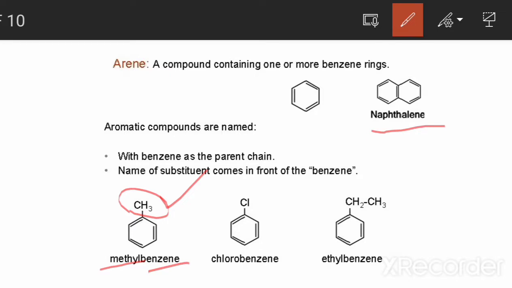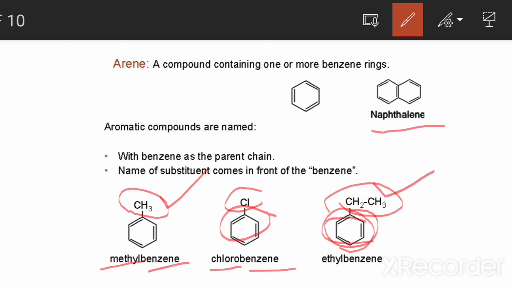The other compound has a halogen attached to the benzene ring, and we will name it chlorobenzene. Next, the group attached to the benzene ring is an ethyl group, and this ring is known as benzene, so we will name it ethylbenzene.